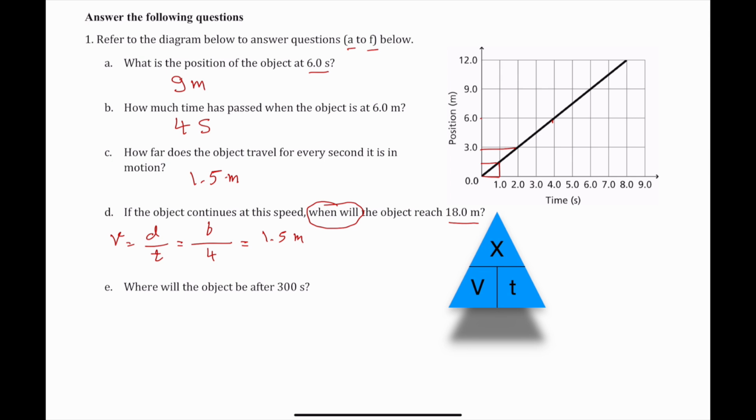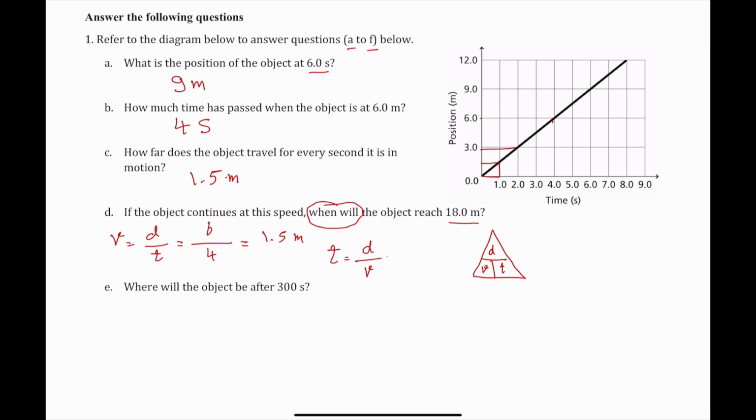Time equals distance over velocity, so the distance here is 18 and the velocity is 1.5. So the answer will be 12 seconds.